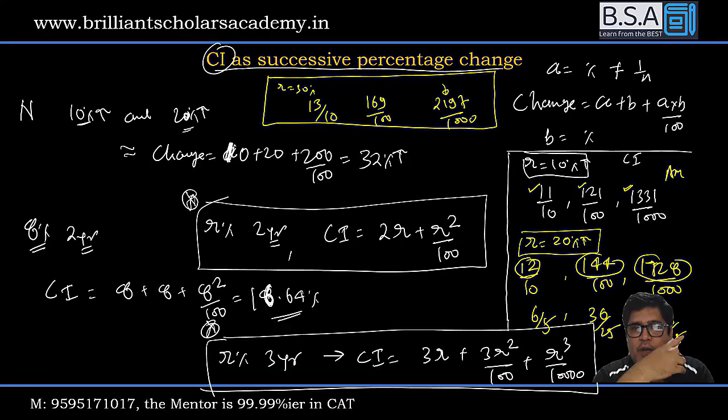So two formulas on the screen: 2R plus R square upon 100, and 3R plus 3R square plus R cube upon 10,000, 100 square basically. And then observations for 10%, 20%, 30% amount.